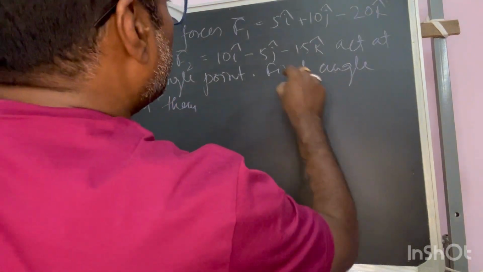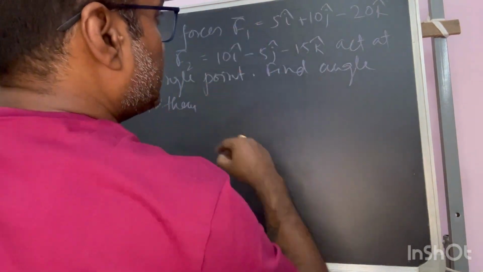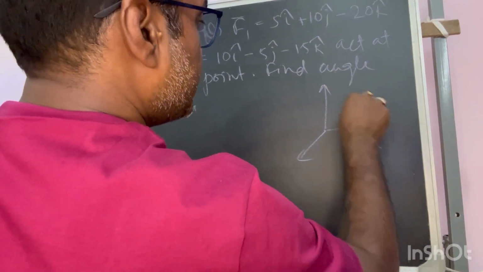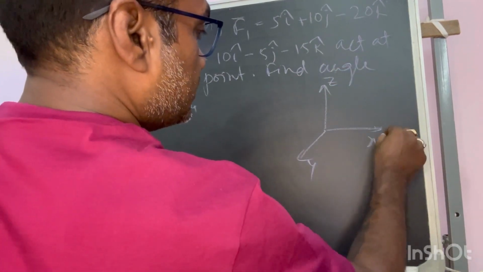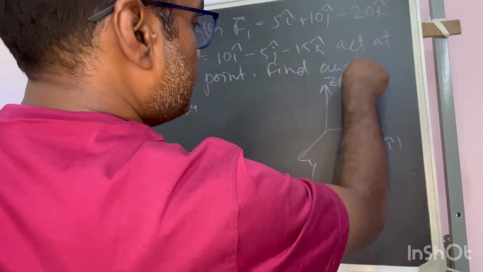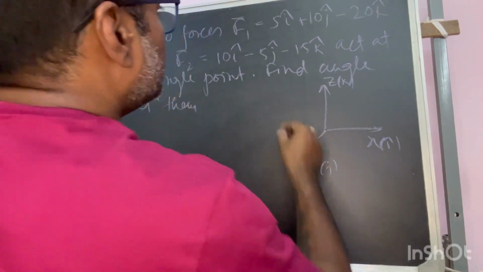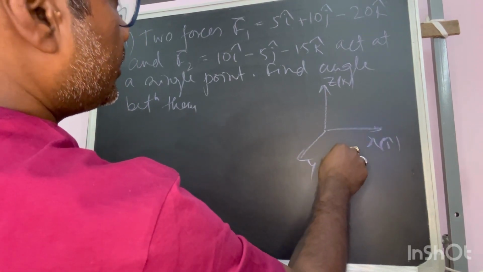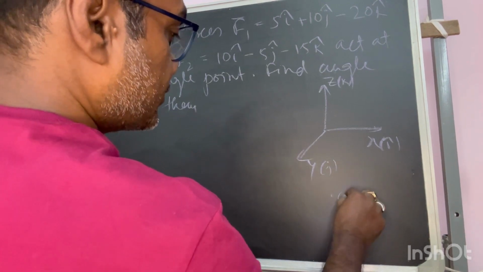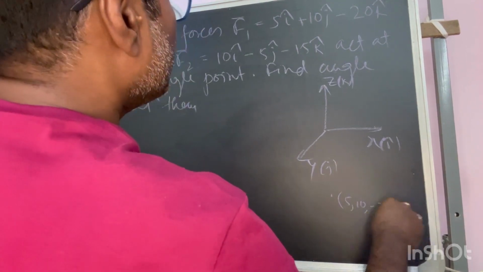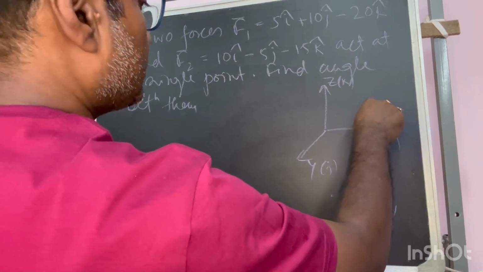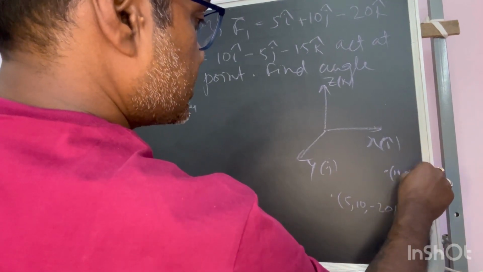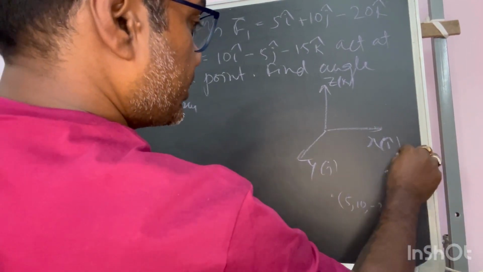Okay. So as each vector has three components i, j, k, you have to use the Cartesian plane. So this is x, this is z, this is y. This is i the unit vector, this is k the unit vector, this is j the unit vector. So we can represent 5 this way, 10 this way, and 20 minus this way. So somewhere it is 5, 10 and minus 20, and the second one, 10, minus 5, minus 15, is the coordinate of the second vector F2.